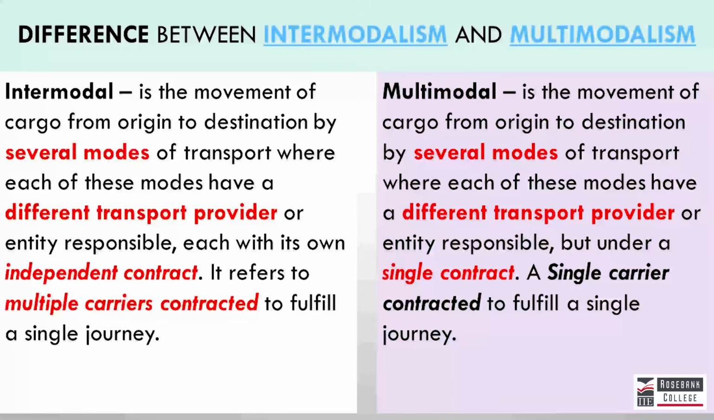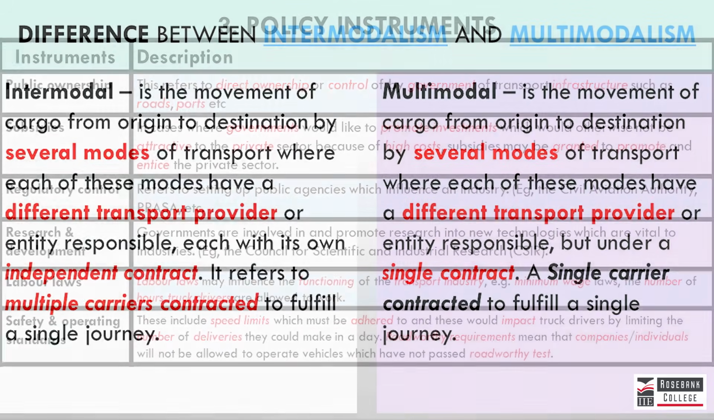Intermodalism refers to moving of goods from one point to the point of destination by several modes, with each being an independent contractor. This basically means many couriers to fulfill a single trip or journey. Ultimately, multimodalism is similar to the prior. The only difference is that there is a single independent contractor, meaning a single trip or journey is contracted to a single courier.